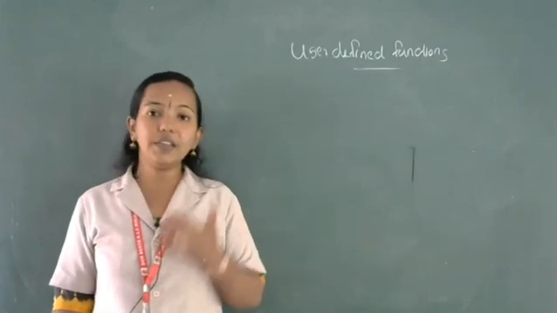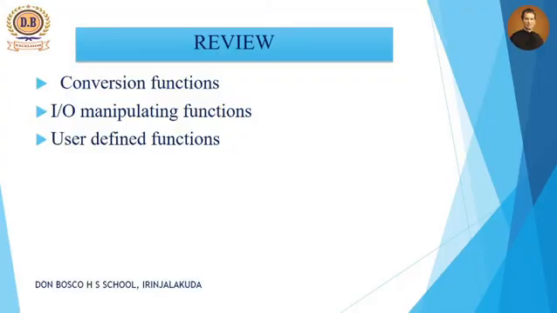Okay, so again we will revise the topics that we studied in this video. We just started with conversion functions. There are two types of conversion functions, I to A and A to I. I to A means integer to alphabet. Then A to I means alphabet to integer. Then after that we discussed input output manipulating functions.